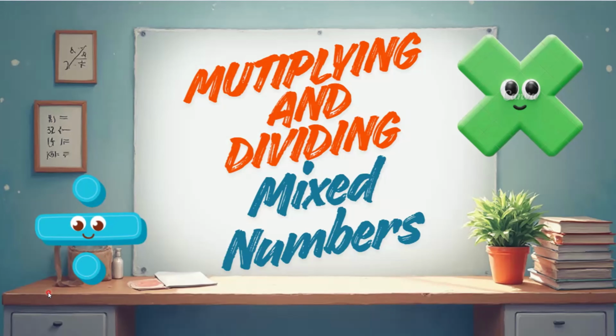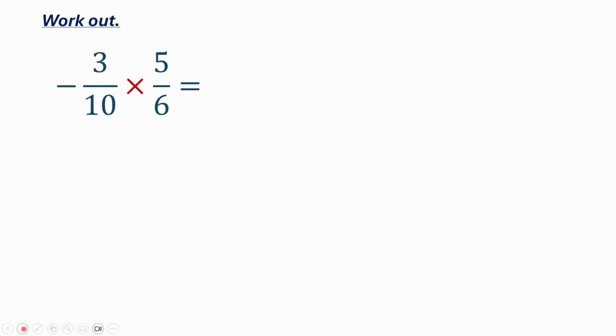Multiplying and dividing mixed numbers. First, I will start by multiplying two fractions before I multiply two mixed numbers. Here I have -3/10 times 5/6.